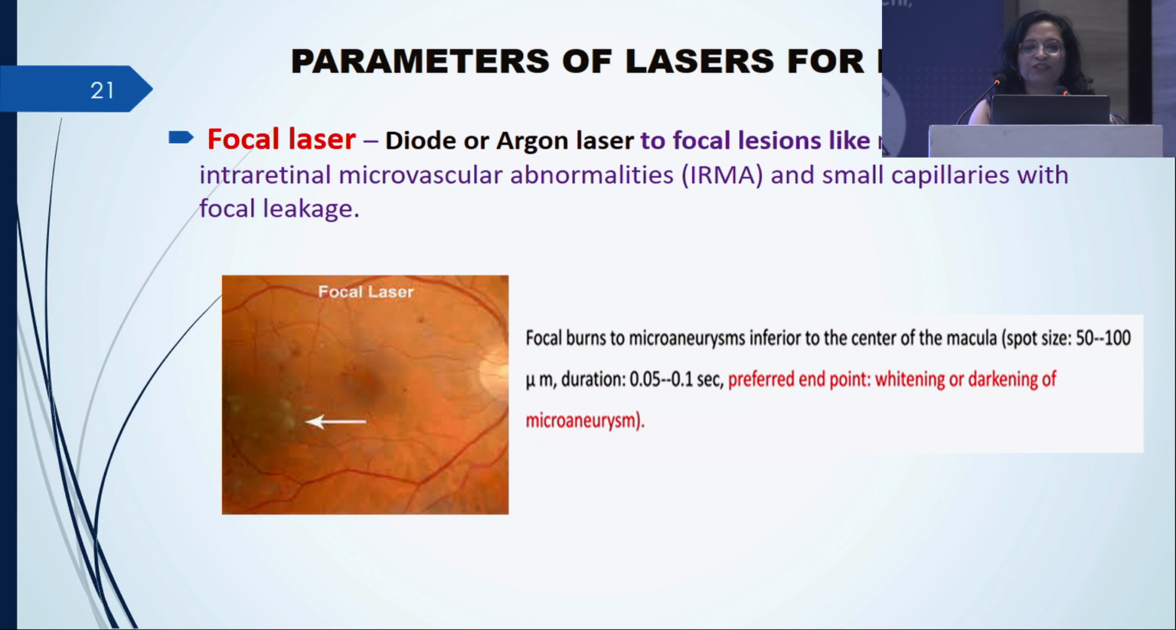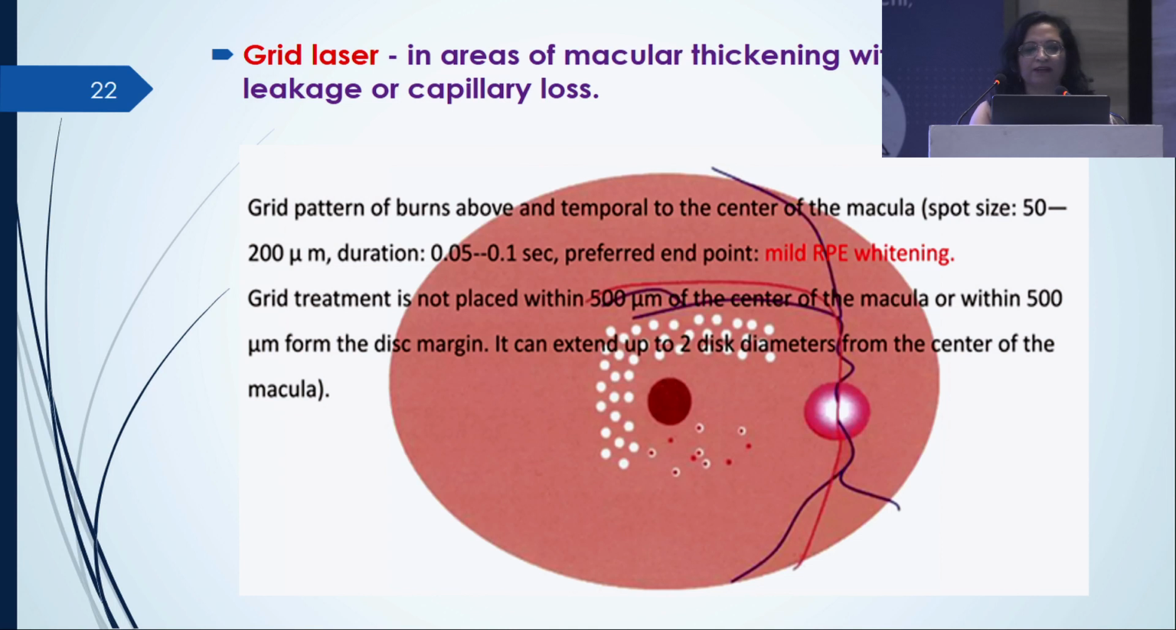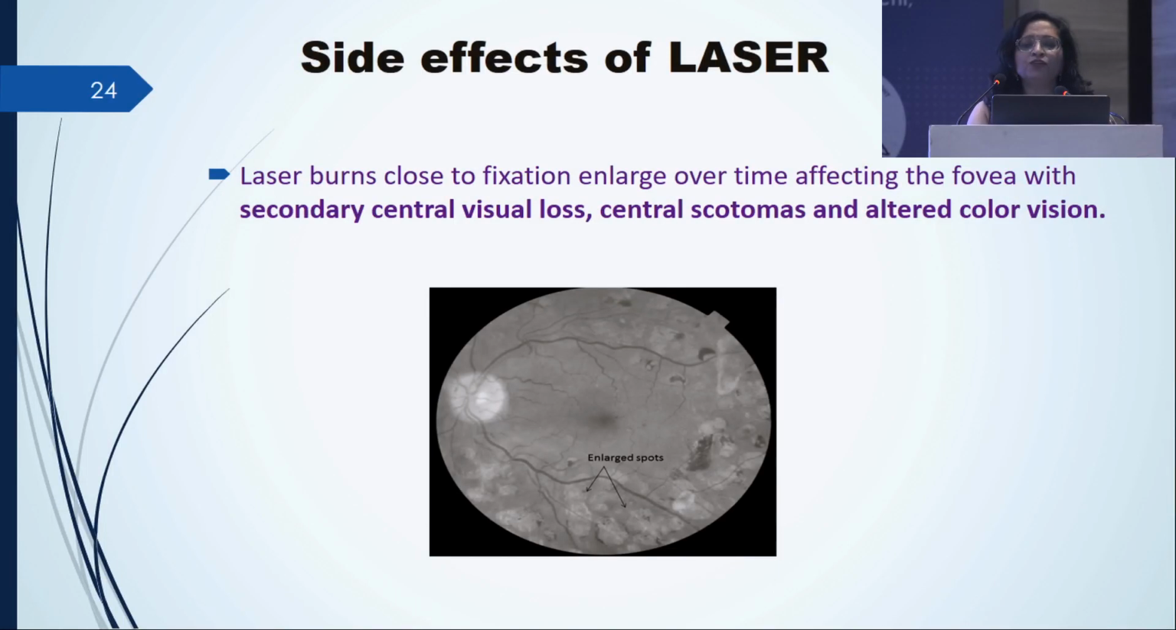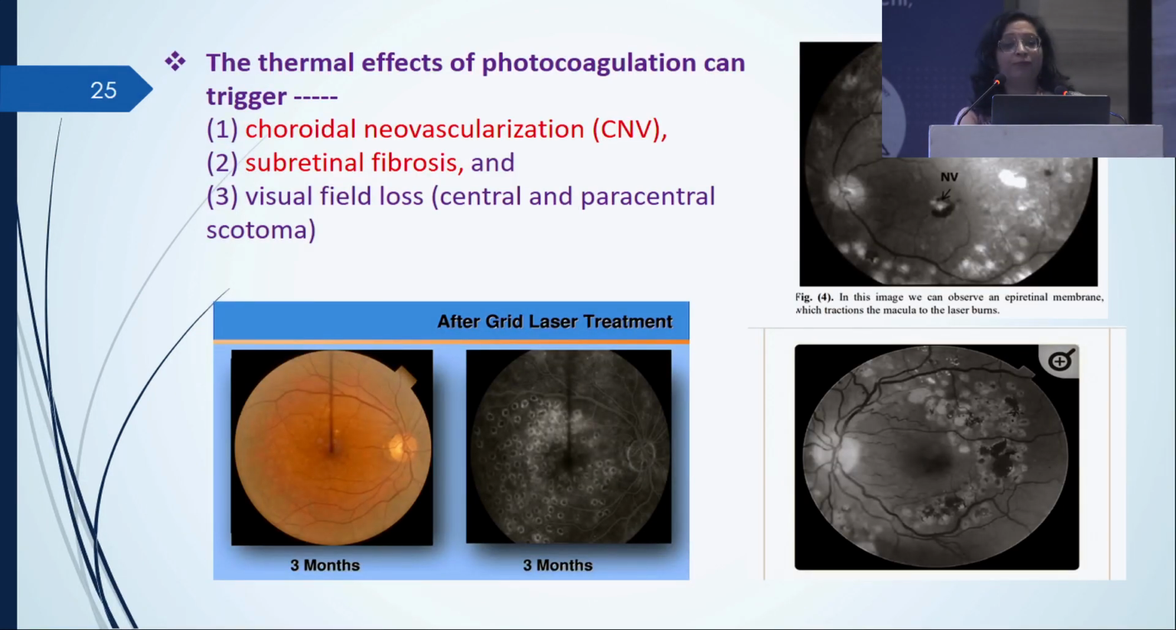So what are the parameters which are being used? For the focal lesion in the ETDRS, a spot size of 50 to 100 microns with 0.05 to 0.1 second, and in the grid laser, a pattern of grid on the temporal side with 50 to 200 microns with a duration of 0.05 to 0.1 second. The mechanism is basically to reduce the oxygen demand of the retinal areas by destruction. The side effect is that the scars can extend and create a central loss of vision and central scotoma, they alter the vision, and they may incite neovascularization and subretinal fibrosis.